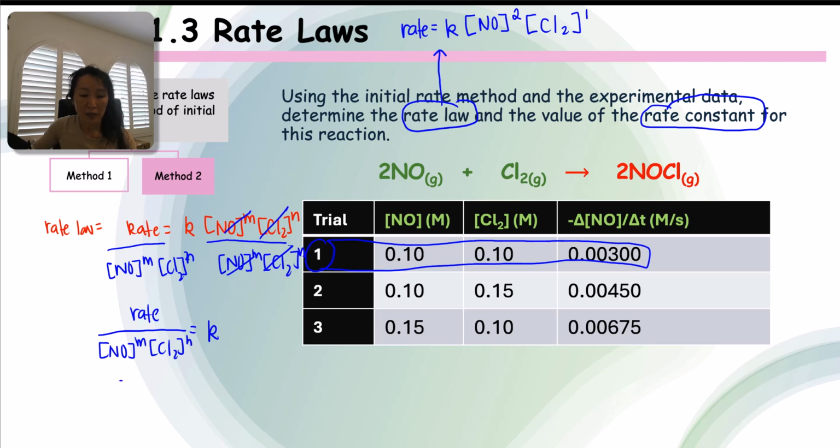So rate is 0.00300, divided by the concentration, which is 0.10 for nitric oxide to the second power, and for chlorine is 0.10 to the first power, and that will give you the rate constant.